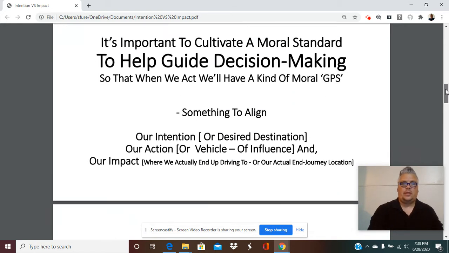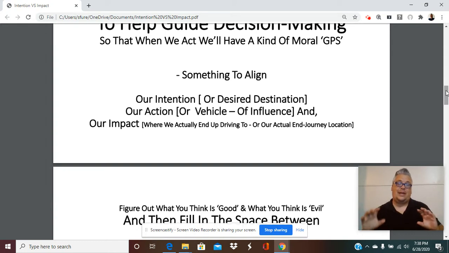We need something to align our intention, or our desired destination where we want to go, with our action, which is our vehicle of influence, so that we can actually have the impact we want and end up getting to the place that we meant to go to, right? That's why GPSs are helpful, because they help to guide you, right? This is what a lot of religious texts are for. They're for guiding you towards a certain kind of life situation, right?